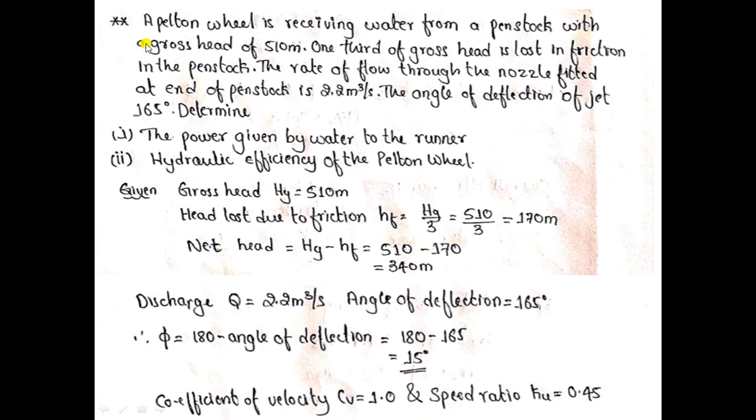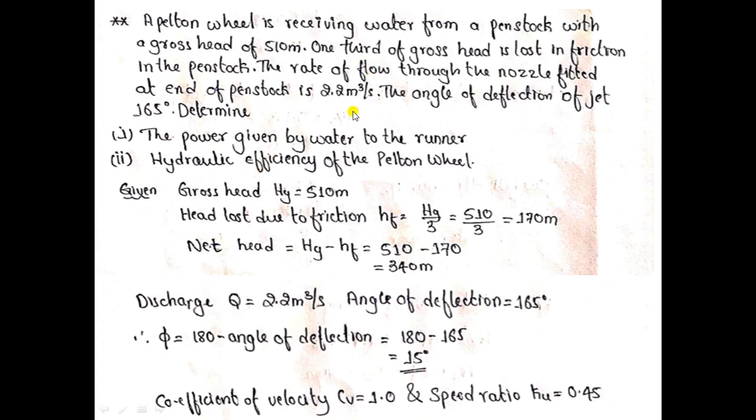Coming to another problem, a Pelton wheel is receiving water from a penstock with a gross head of 510 meters. 1/3 of the gross head is lost due to friction in the penstock. The rate of flow through the nozzle fitted at the end of the penstock is 2.2 meter cube per second. The angle of deflection of the jet is 165 degrees. Determine the power given by the water to the runner and the hydraulic efficiency of the Pelton wheel.